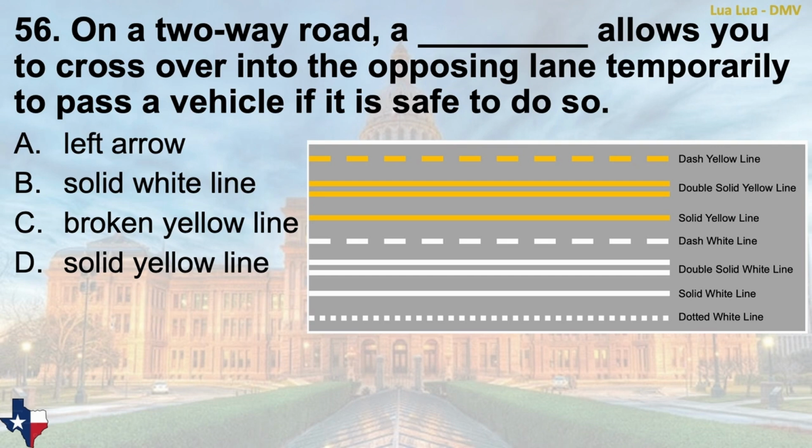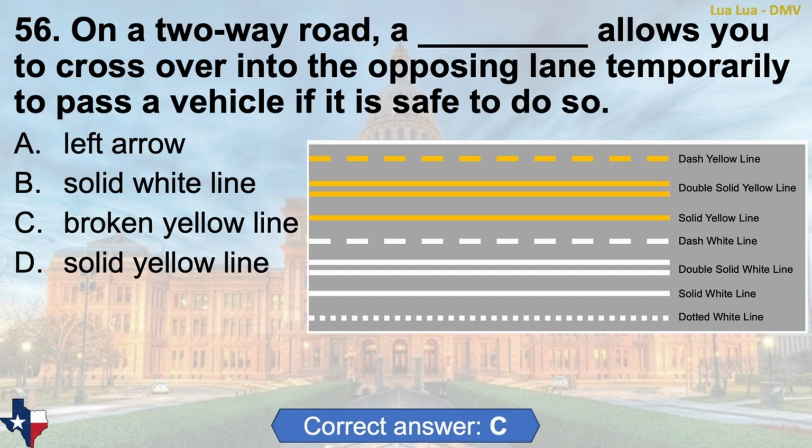Question 56. On a two-way road, a blank allows you to cross over into the opposing lane temporarily to pass a vehicle if it is safe to do so. A. Left arrow. B. Solid white line. C. Broken yellow line. D. Solid yellow line. The correct answer is C. Broken yellow line.